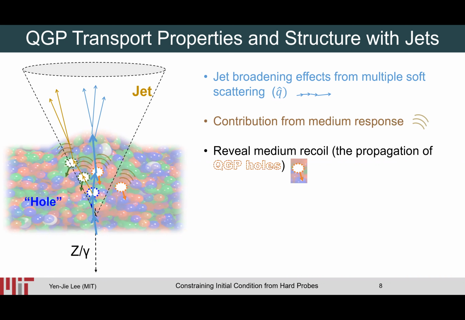And of course, because of their scattering effect, there must be a medium response to those scattered partons. And this can be seen from the experimental data as well. And because of those scatterings, there must also be holes which are propagating in the opposite direction of the parton propagation.